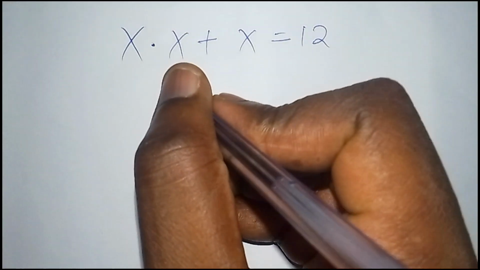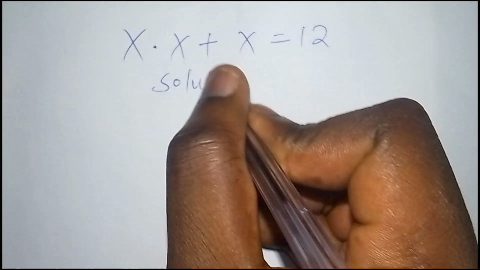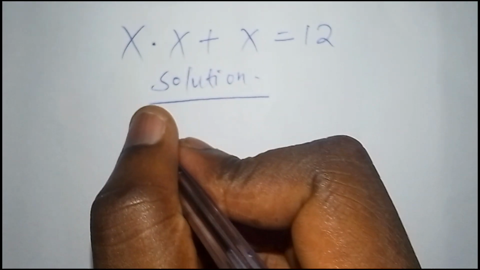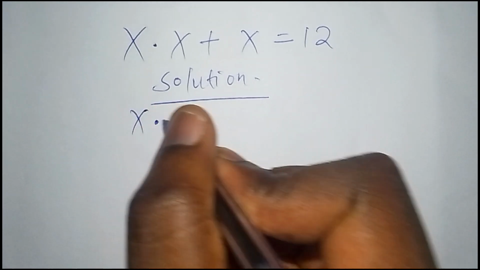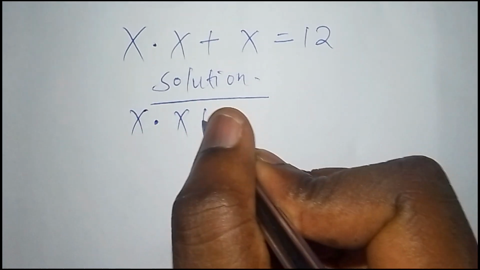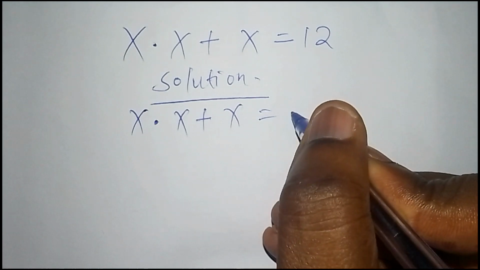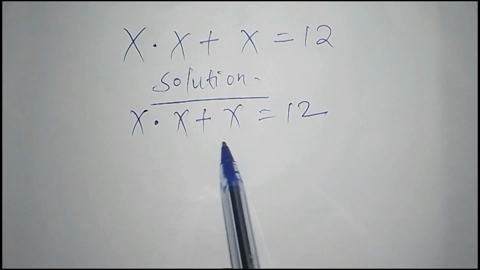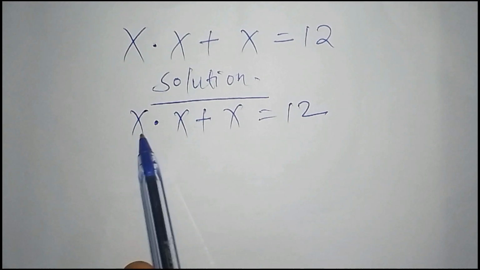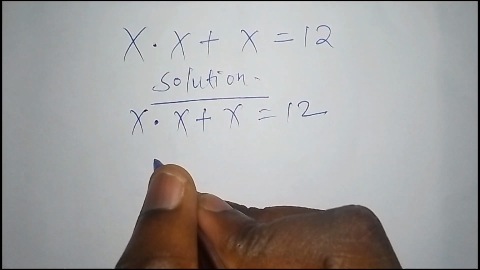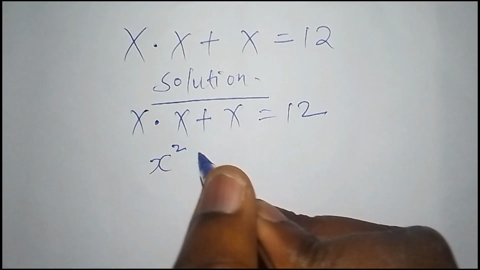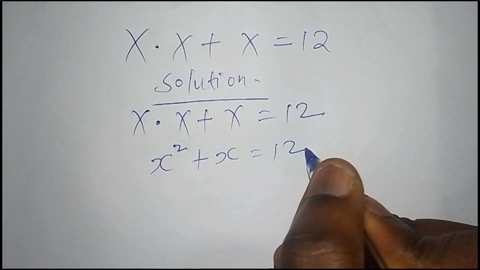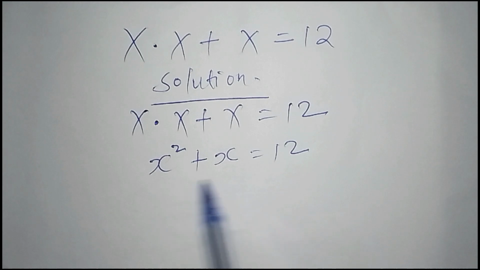So the first step that we are going to begin, we want to start solving this maths problem quickly, the solution. So under the solution we have x multiply by x, then add to x again is equals to 12. So the first thing that you do, we want to write this problem in the simplest term. So x multiplied by x, our answer now shall be x squared, then add to this x here is equals to 12. Then we have now formed an equation.